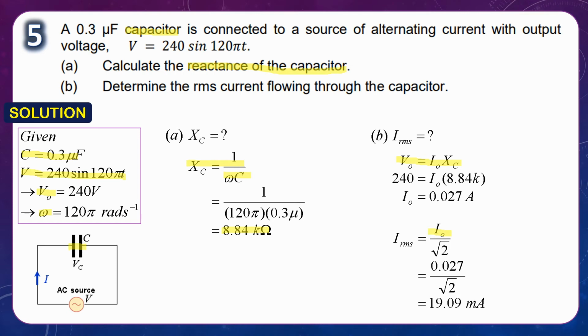We substitute in the equation, and then we get the I naught, which is equal to 0.027 ampere. Now we substitute the I naught inside the I RMS equation. So we get the RMS current flowing through the capacitor, which is equal to 19.09 milliampere.